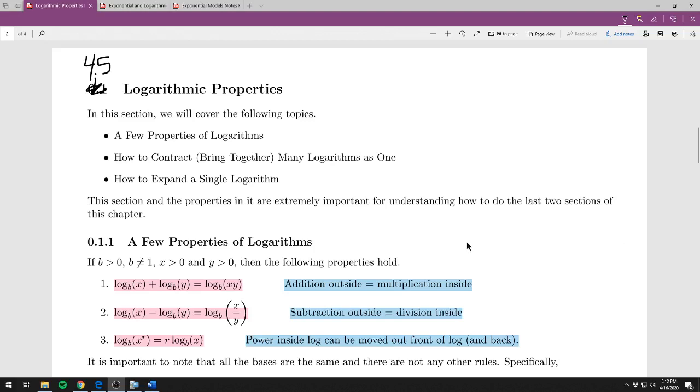This video will be going over section 4.5, which is on logarithmic properties, also better known as log rules. So this section is just a few problems to practice the log rules that we're going to talk about. I'll start by talking about the log rules, and then the two ways to practice them are how to bring many logarithms together as one, and how to basically do the reverse, how to take a single logarithm and break it apart.